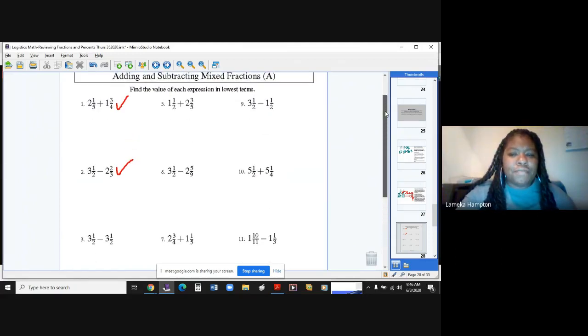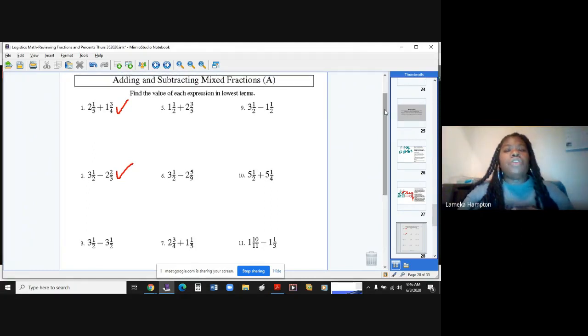All right. And again, you want to make sure that you are simplifying your fractions, and if you have an answer that comes as an improper fraction, you want to make sure that you change it to a mixed fraction, because improper fractions are not proper. Okay.